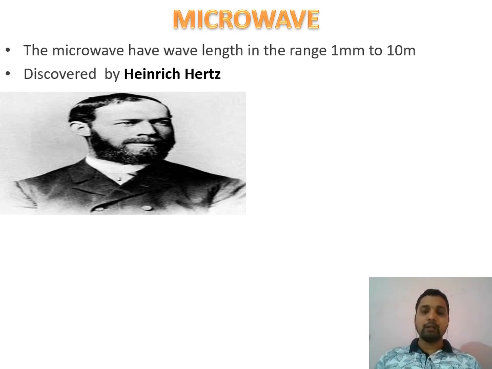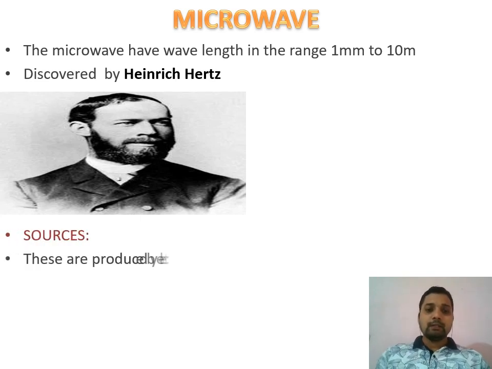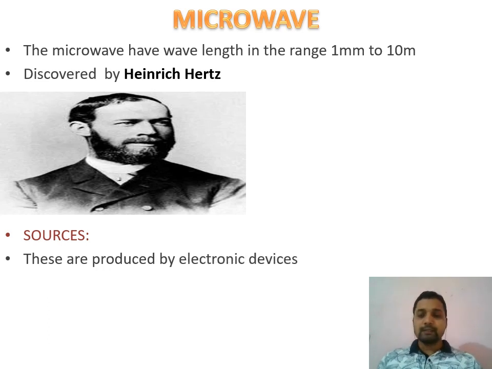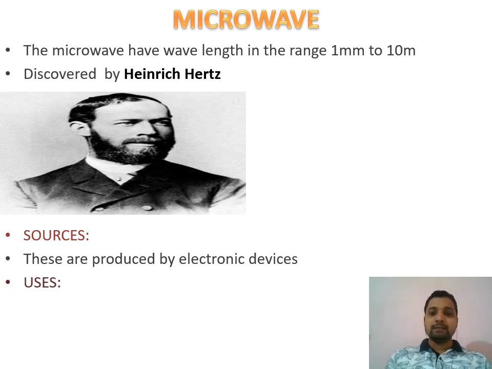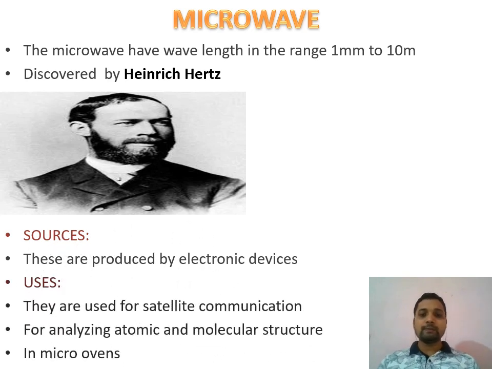from whose name we got the unit of frequency, the hertz. Microwaves are produced by electronic devices like diodes and triodes, and microwave radiation is used in different sectors. First, it is used for satellite communication. Microwaves are also useful to analyze the complex structure of atoms and molecules. Microwaves are mainly used in the microwave oven we use at home. Microwaves have a larger wavelength and minimum frequency.